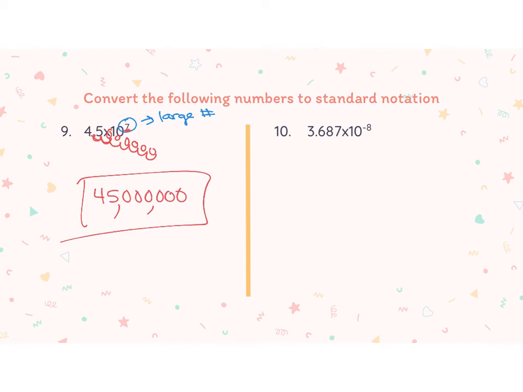In number 10, I have a power that is -8. So that means I'm going to take my decimal point and move it backwards 8 places. So that's 1 there, and then 2, 3, 4, 5, 6, 7, 8. So that would be 1, 2, 3, 4, 5, 6, 7 zeros with a 3. So decimal point 1, 2, 3, 4, 5, 6, 7, and then 3, 6, 8, 7.